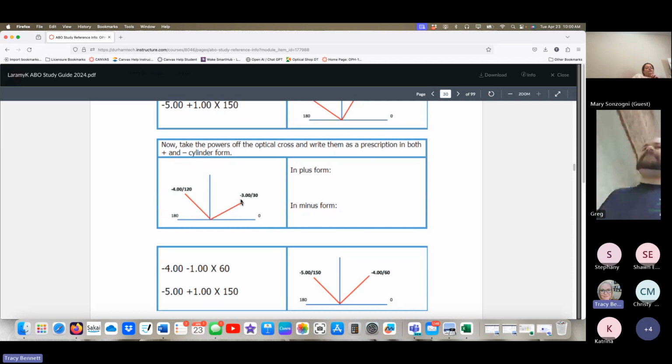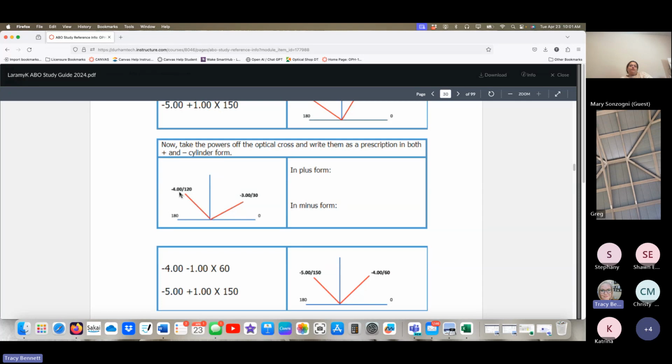And taking it off the optical cross. So if I want to take this one off in plus cylinder form, then I want to make sure that I choose one of these meridians that's going to result in, when I go to the other one, that I'm going in plus cylinder. So if I choose this -3 with an axis of 30 for my sphere and axis, then if I go from that -3 to -4, how far did I go?